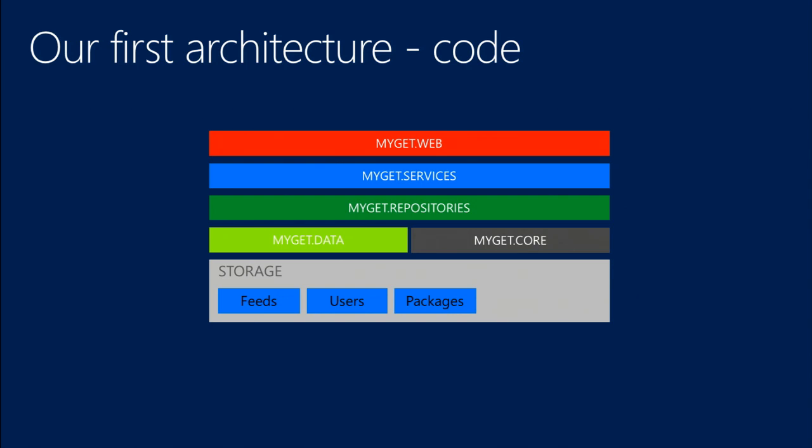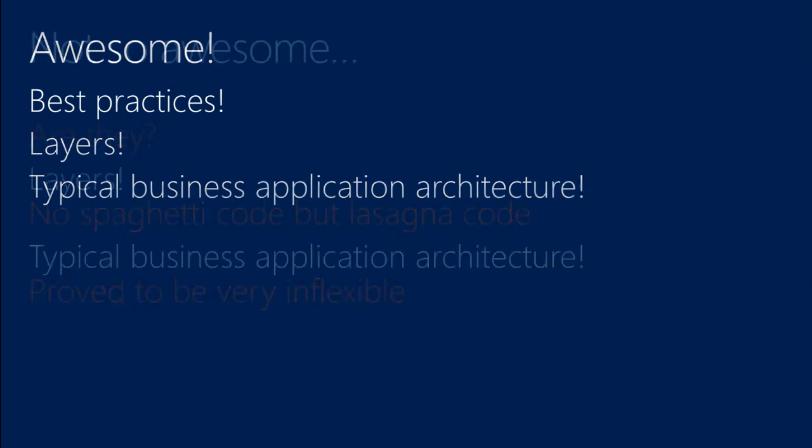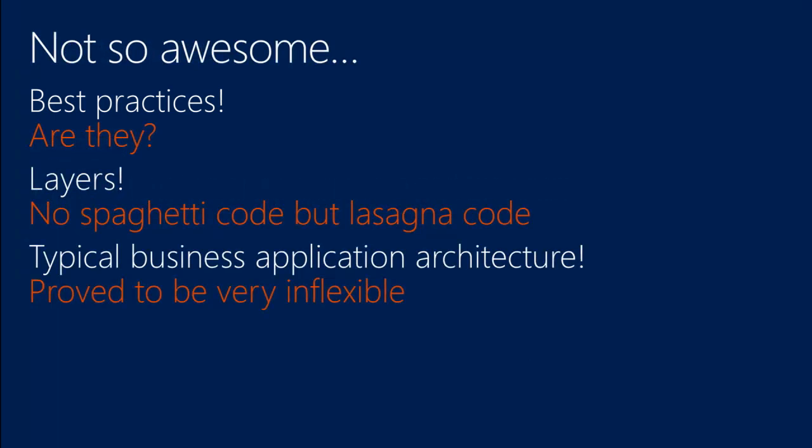Quite a traditional architecture, I think, something you will see in a lot of projects, and we thought it was awesome. We were using best practices. We were really awesome because we were using layers in the application. And it looked like a typical business application, having layers, having decent separation of concerns. So we were like, yeah, we're awesome, and this product is awesome. Now, those best practices we were thinking we were using, are they actually best practices?